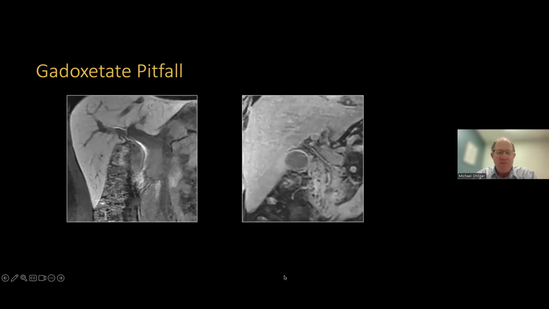Excellent. There's a pitfall of using Eovist. It actually doesn't work if people have a high bilirubin. So if the bilirubin is greater than 3, it doesn't work. Here is a bilirubin of 6. That's because it doesn't get taken up into the liver cells. The reason it doesn't get taken up into the liver cells is two reasons. One is you tend to have hepatocyte dysfunction, but the real reason is that the bilirubin competes with the transporter for Eovist.